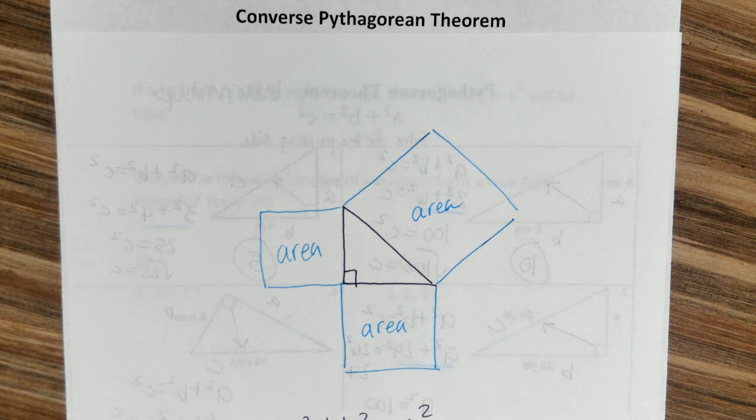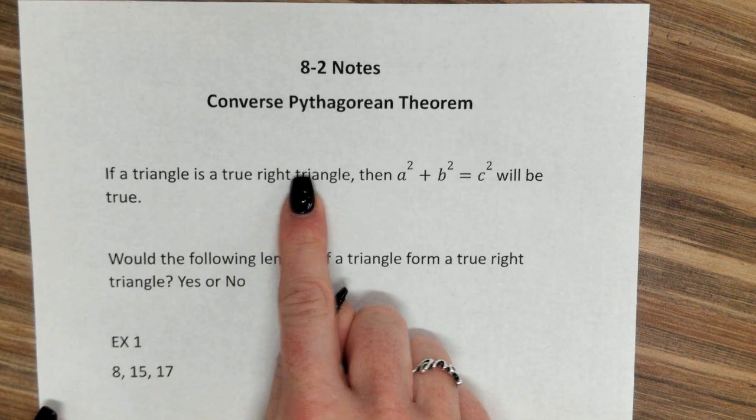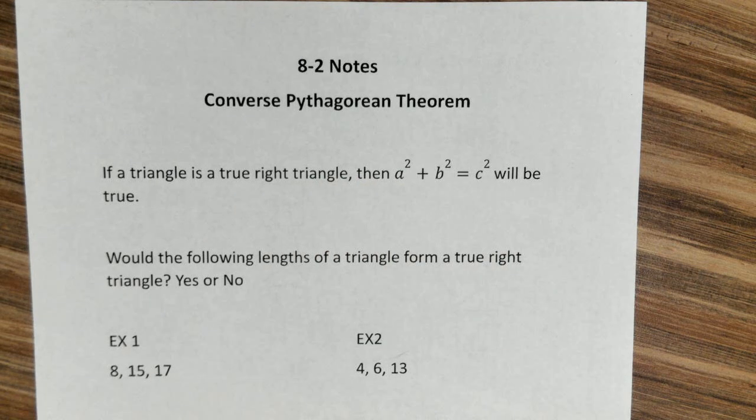Okay? You are not going to square root today. What did I just say? You're not going to square root today because you are not solving anything. You're just going to see if something is true or false. Yes? Okay. So it says, if a triangle is a true right triangle, then a squared plus b squared equals c squared has to be true.